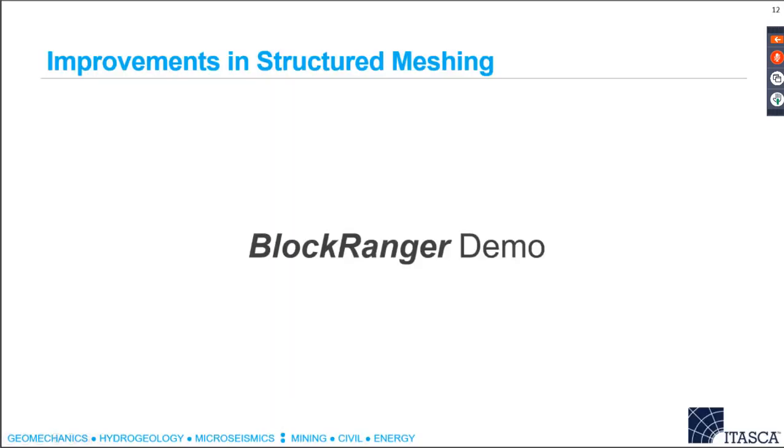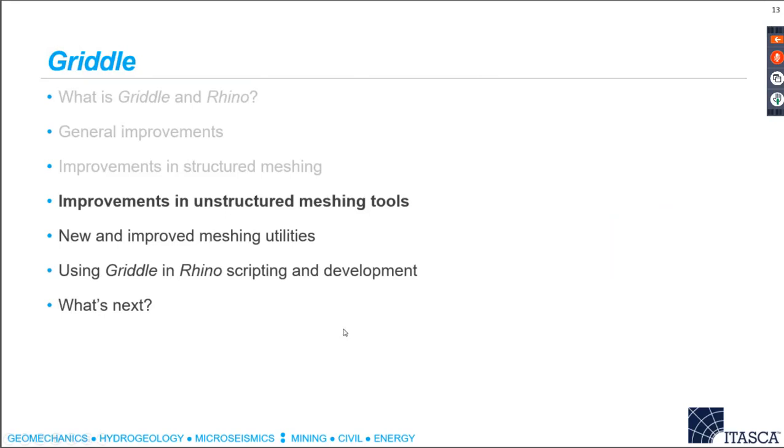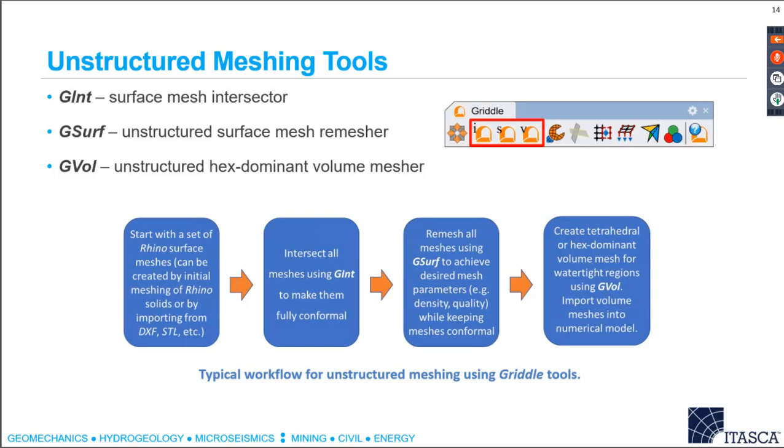So let's switch back to the presentation. And now let's talk about improvements in unstructured meshing tools. As I mentioned, there are 3 different unstructured meshing tools, which are Surface Mesh Intersector, Gint; Unstructured Surface Mesh Remesher, GSurf; and the Unstructured Hex Dominant, or Hexahedral Dominant, Volume Mesher. They are grouped here in this box, I would say, within the Griddle toolbar. And these tools are typically used in such a workflow to create volume meshes.